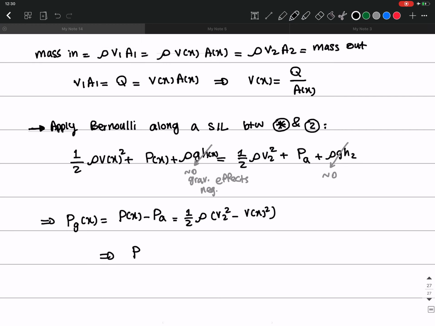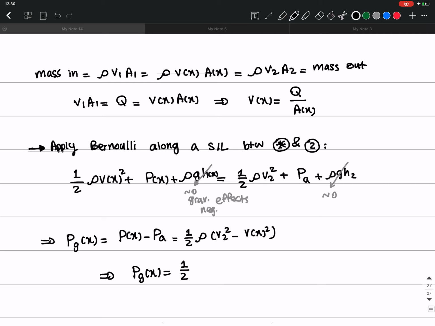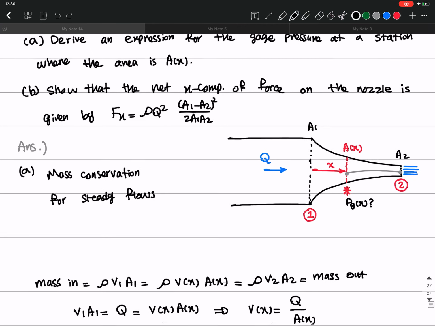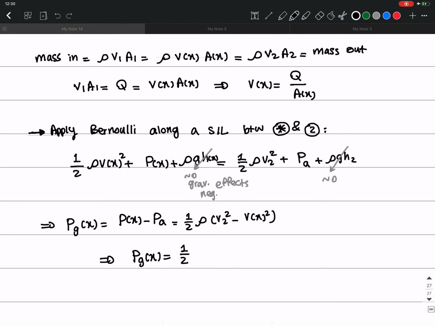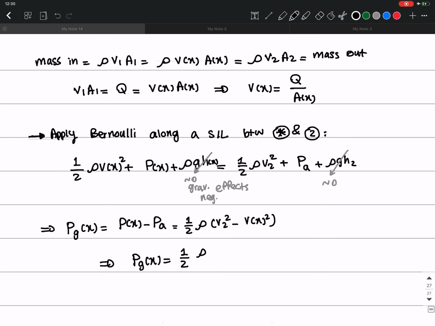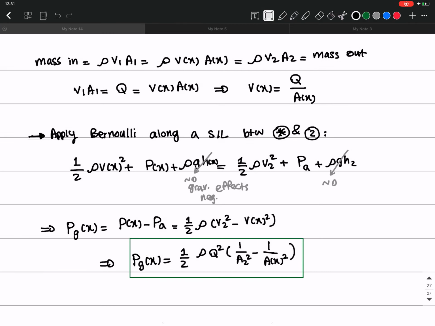Therefore, PGX, which is what we wanted to find in the first part of the problem, we can write V as Q over A, okay? And this is going to be rho, instead of V squared, I'm going to write Q over A. So just factor Q squared. I'm going to get 1 over A2 squared minus 1 over AX squared. Okay.